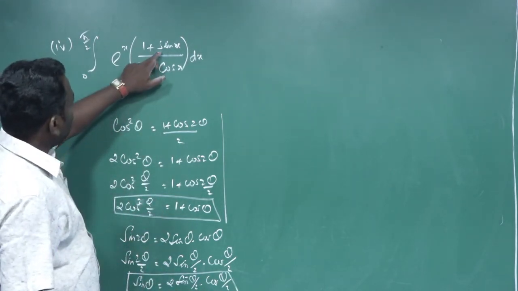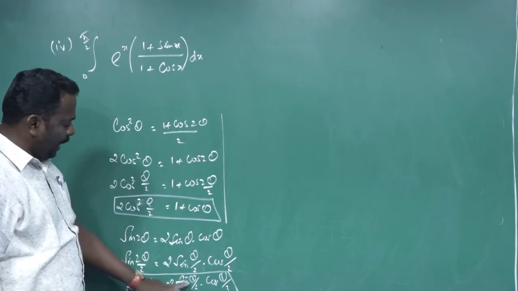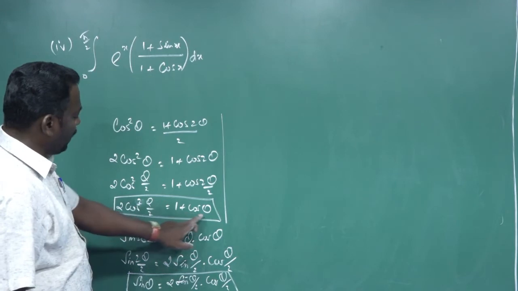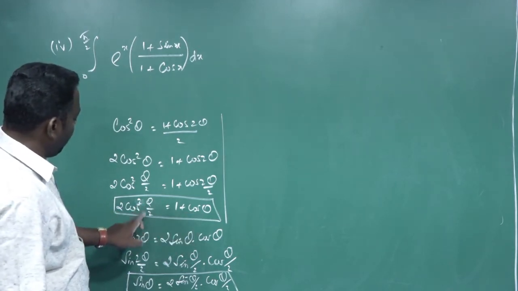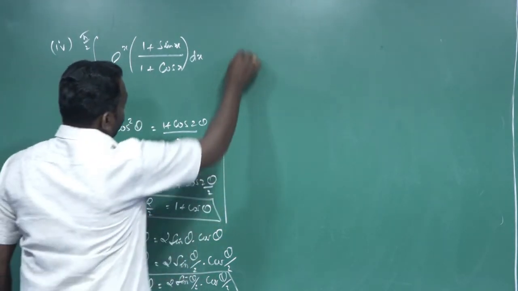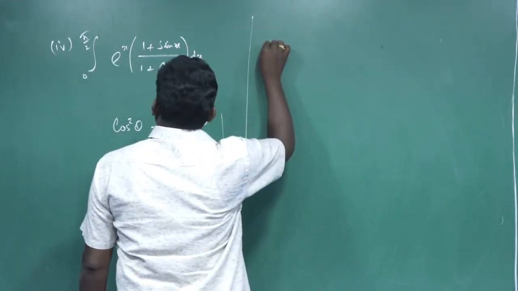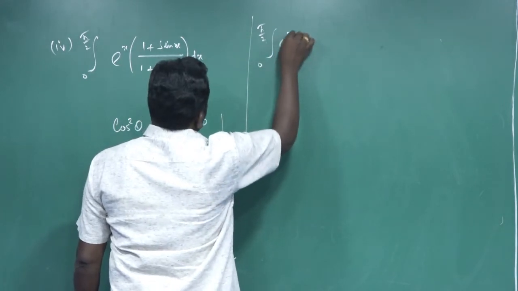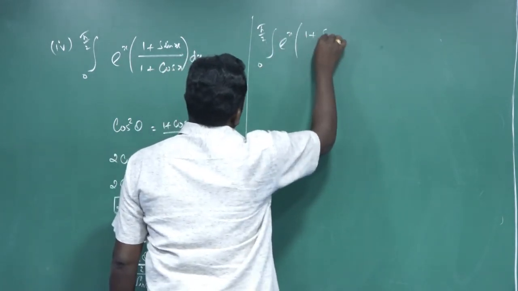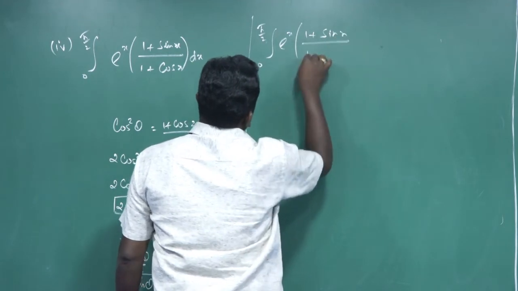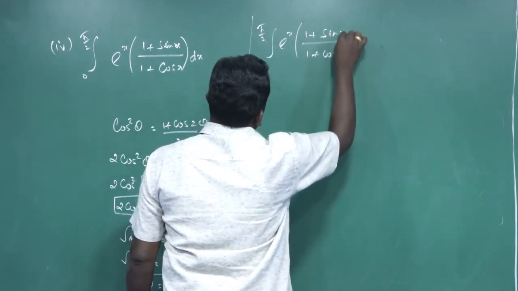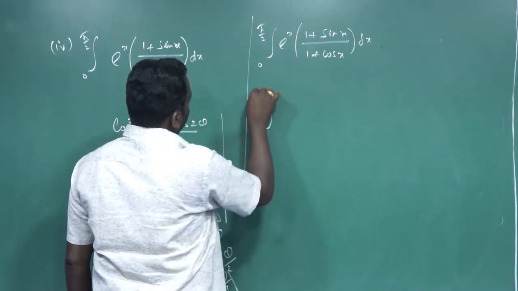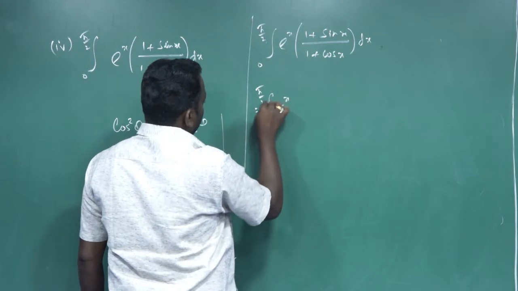Now instead of sin x, we replace it by 2 sin(x/2) cos(x/2), and 1 + cos x = 2 cos²(x/2). Apply these formulas. Therefore the given integral from 0 to π/2 of e^x times (1 + sin x)/(1 + cos x) dx equals the integral from 0 to π/2 of e^x as it is.